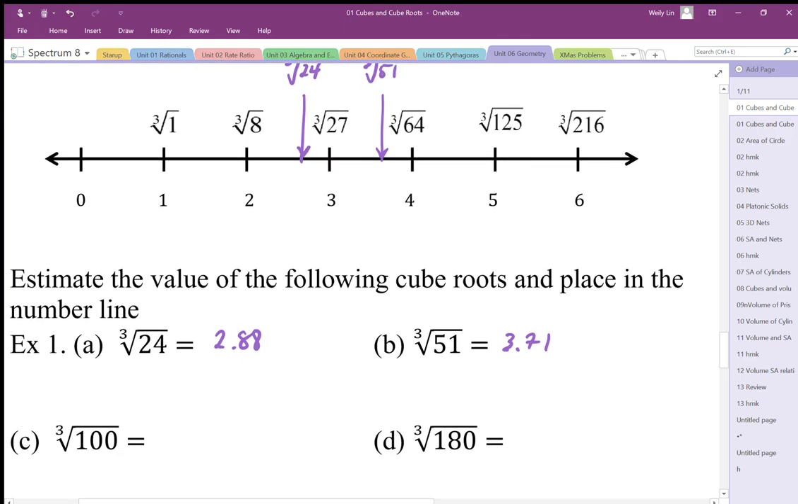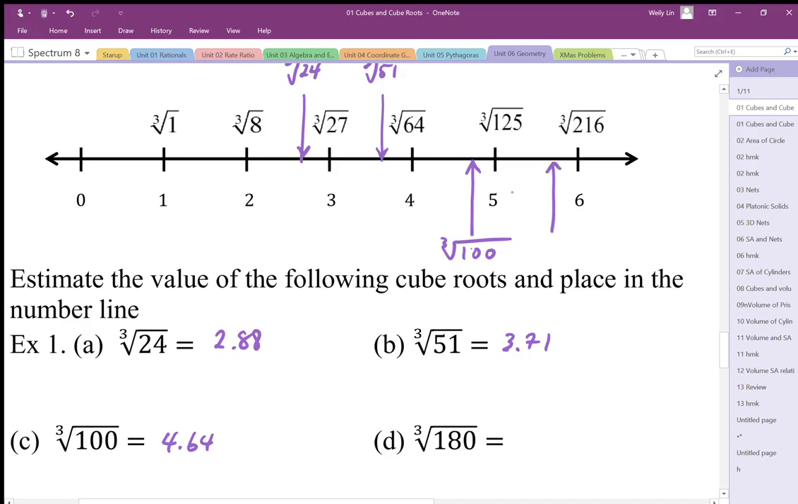The cube root of 100, okay, well, it's not the square root, so it's not going to be 10. We know the cube root of 100 is going to be somewhere in here between the cube root of 64 and the cube root of 125. I'm going to check it on my calculator here. The cube root of 100 is going to be 4.64 about.